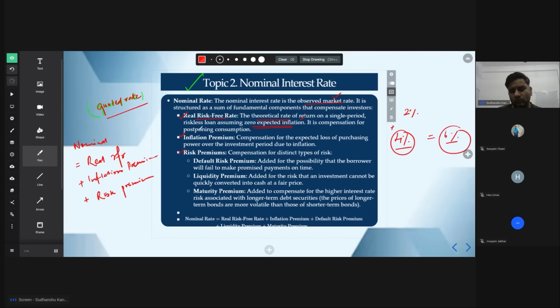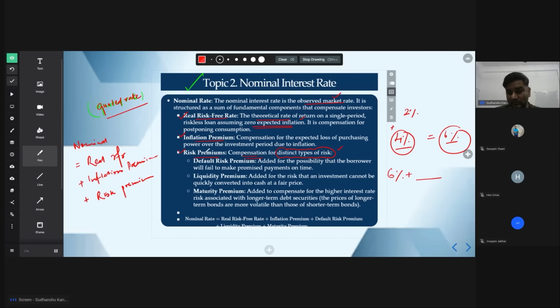Normally, when you combine these two, you get a nominal rate, because a lot of places people will only say that real risk-free rate and inflation premium combined make the nominal rate. But we also need to keep in mind your risk premiums. These are compensation for distinct types of risk. In the normal scenario you don't add these, but in case you have some particular kind of risk which is not present elsewhere, you have to compensate the investor, who demands extra return for a different kind of risk. These are risk premiums which are added to the nominal rate, right? So you have 6%, and then you add the risk premiums to that.